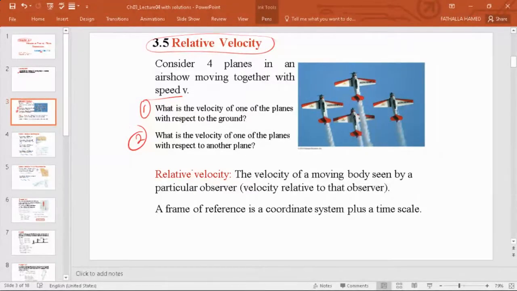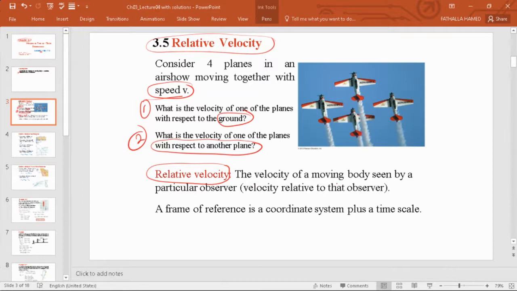This brings in the question of relative velocity here. Relative to what? In the first question, they ask you relative to the ground. And in the second, with respect to one another. So if someone is on the ground and looking at the planes, he will see the planes moving with the speed v. But if one of the pilots looks at the other plane, since both of them are moving at the same speed, he will basically say the other plane is not moving relative to me. And that's the idea here when we talk about relative velocity.